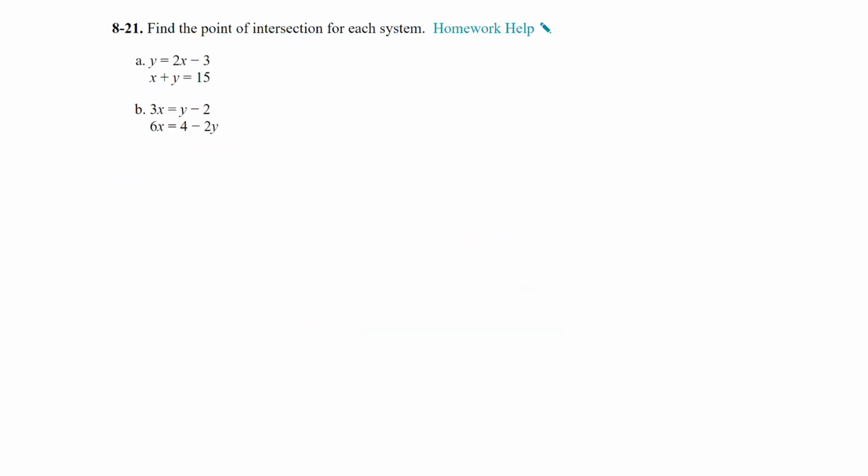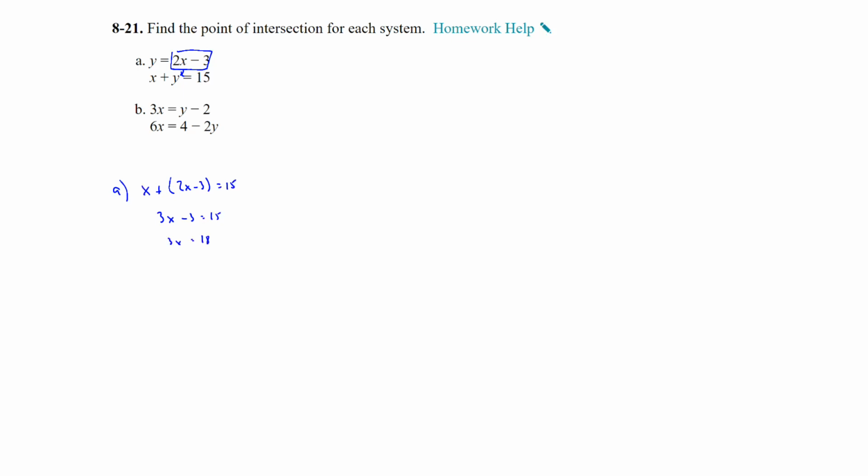Question 21, find the point of intersection of each system. When we're looking for the point of intersection, we're solving the system, so we can solve using substitution, elimination, or we could potentially graph these. Part A looks like it is set up for substitution, so you don't have to use substitution, but because it's set up that way, that's the way I'm going to go ahead and solve this one. I'm going to substitute 2x minus 3 in for y into the second equation.